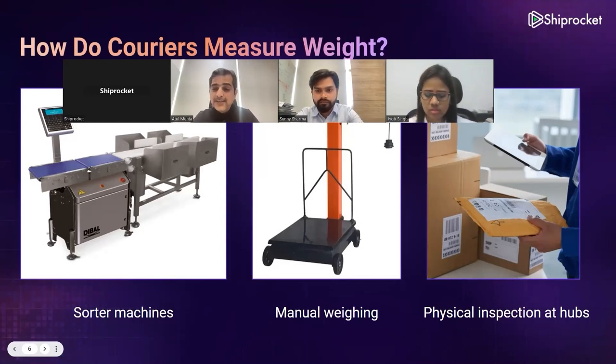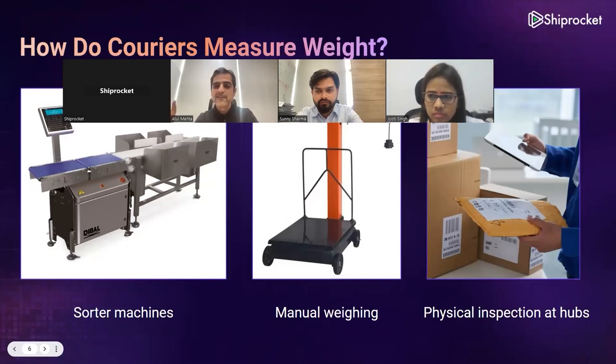In the US, 100% of shipments go through sorter machines. We have been working closely with couriers, pushing back and encouraging them to use sorting machines. So today, we have 70-odd% of shipments where we are able to get the sorter machine's weight, which is very robust, where the idea is to take it up to 100%.